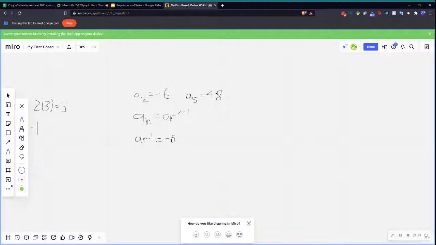And we can do the same for this term right here, so a of 5. So this is a times r to 5 minus 1, which would be 4. And that gives you 48. All right. So now how do we solve these two equations?